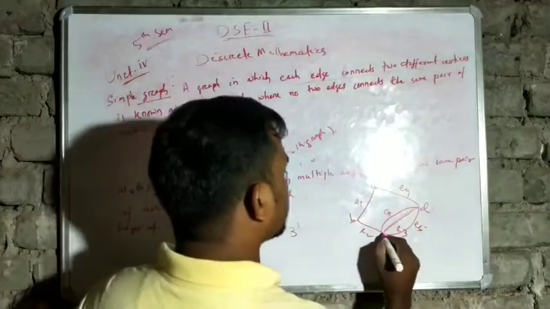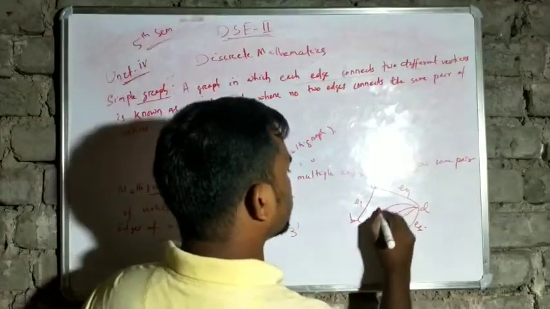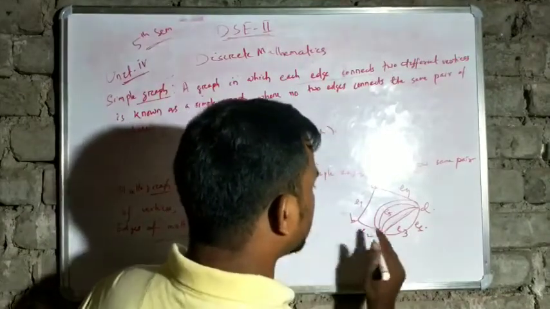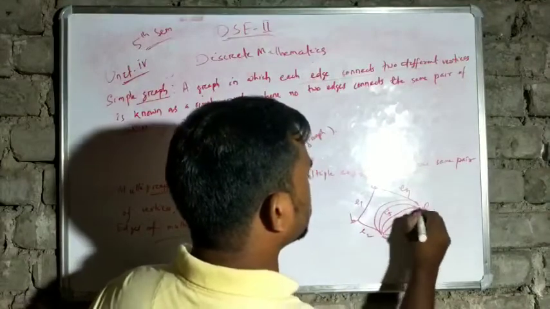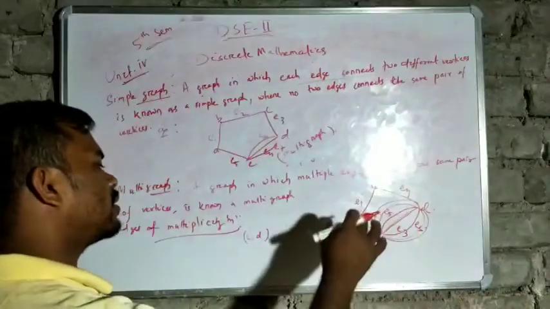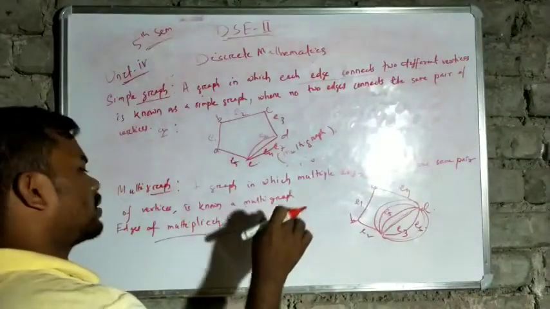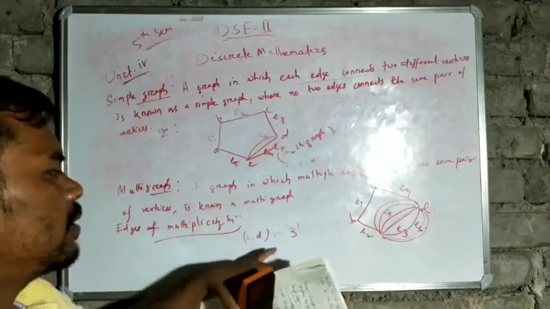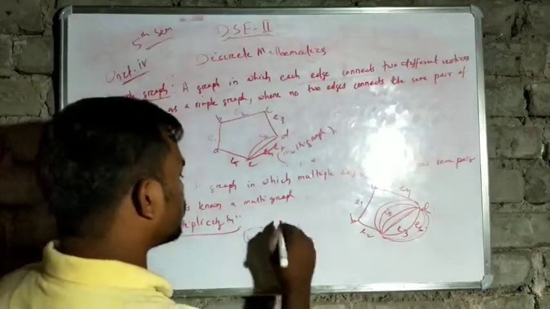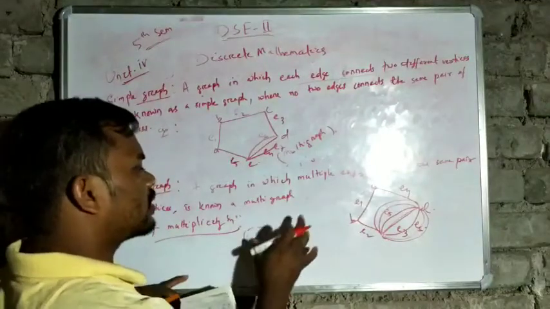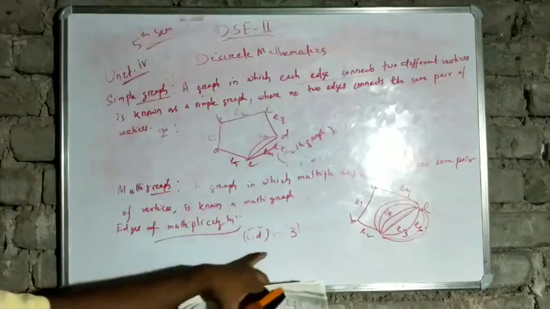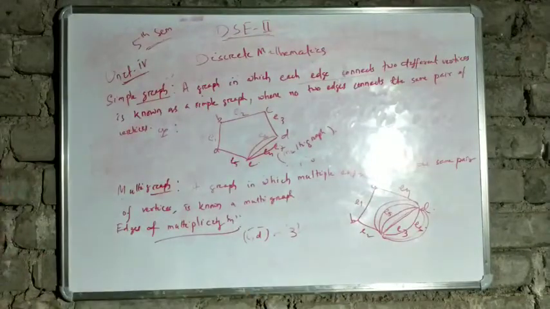Similarly, if there are m edges joining this ordered pair C comma D, then we will say C comma D is an edge of multiplicity m. Okay, that means if 2 vertices contain m edges, then we will say that C comma D is an edge of multiplicity m.